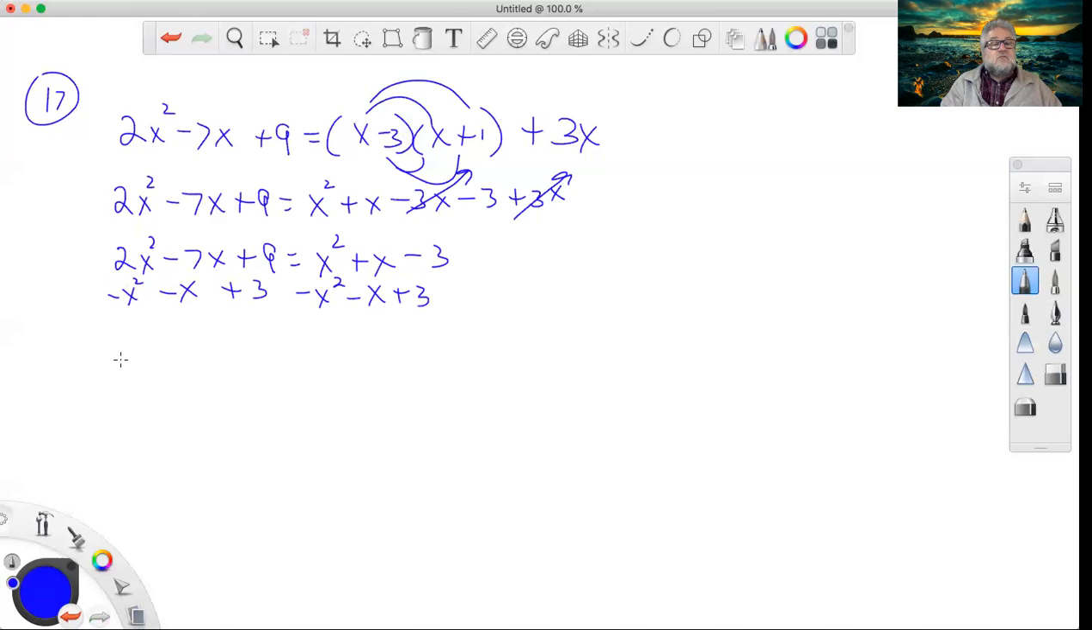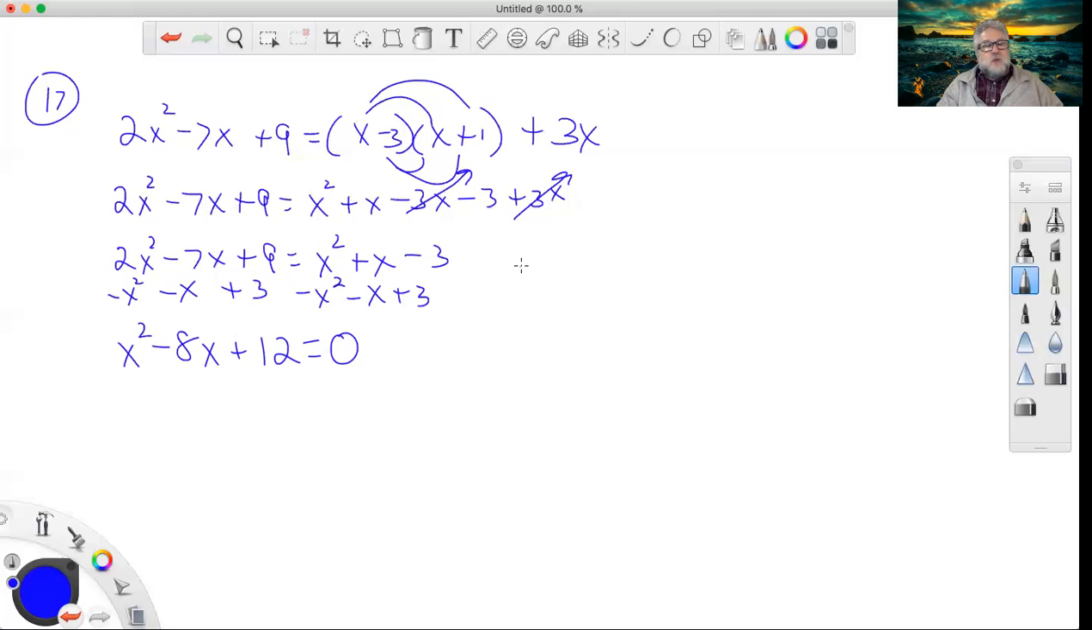Okay, so this will give me 2x squared minus 1x squared is x squared. Minus 7 minus 1 is minus 8. And 9 plus 3 is 12. Okay. So now we either have to factor or complete the square. I'm going to look at factoring.